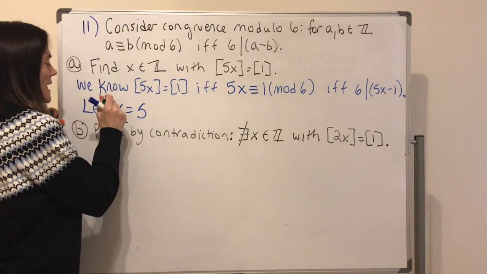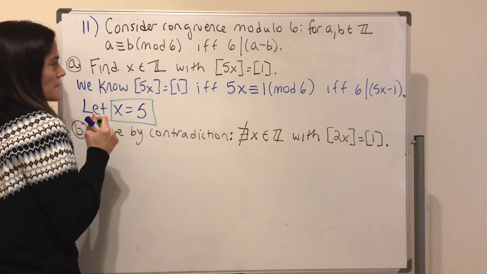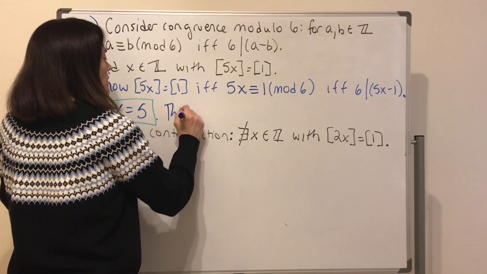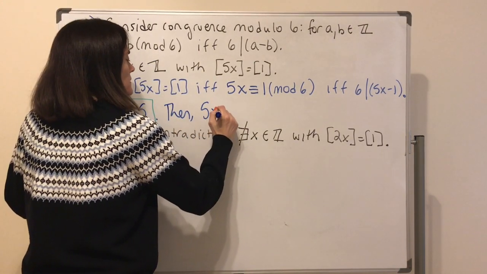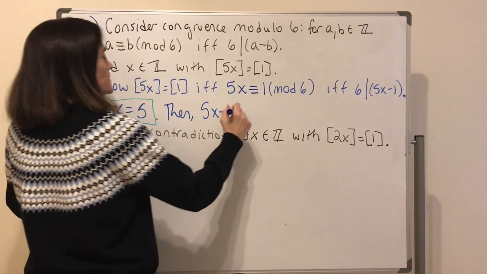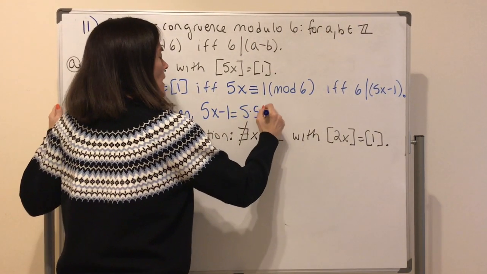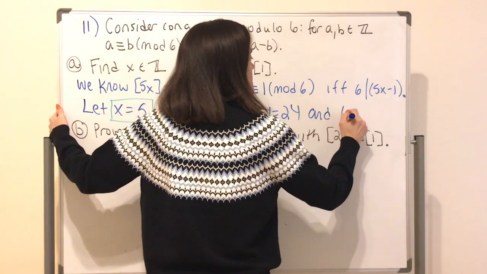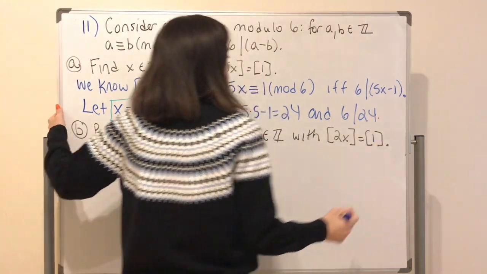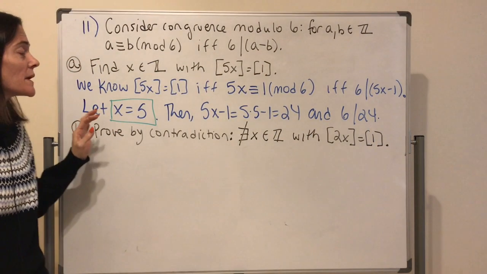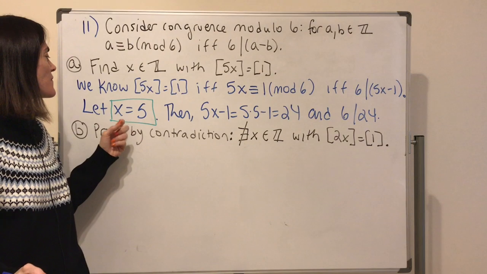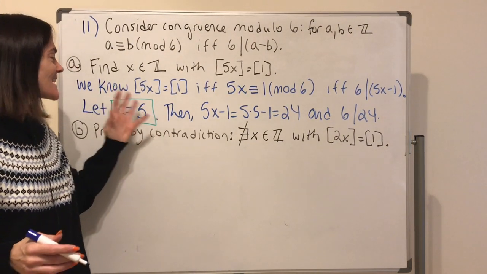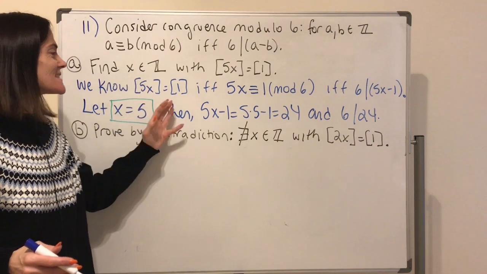Okay. This is my answer, but now let's see why this is my answer. Then 5x minus 1 is 5 times 5 minus 1, which is 24, and 6 divides 24. So this one works. This is what we needed. So this 5 is an x such that the class of 5x is the class of 1.